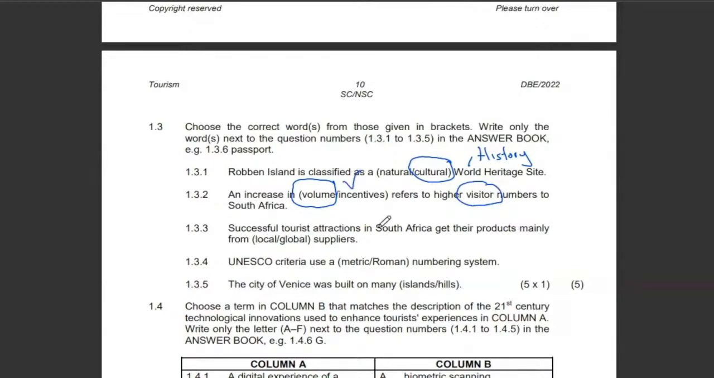1.3.3. Successful tourist attractions in South Africa get their products mainly from. This is a question which falls under the topic sustainable and responsible tourism. One of the requirements of tourism businesses to practice sustainable business practices is to source products locally instead of buying globally. They are encouraged to source products locally. So our correct answer there would be local suppliers.